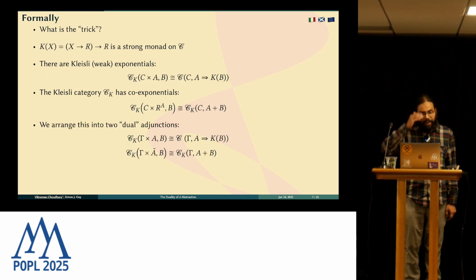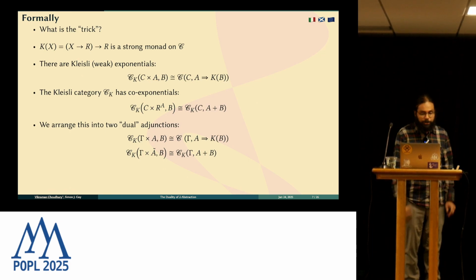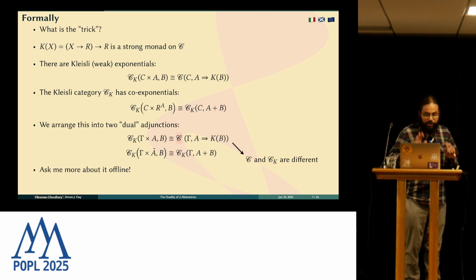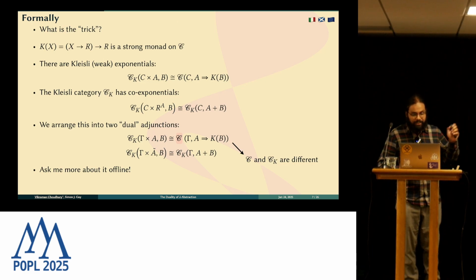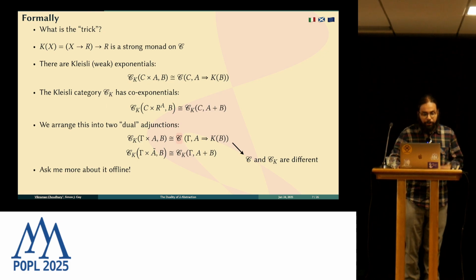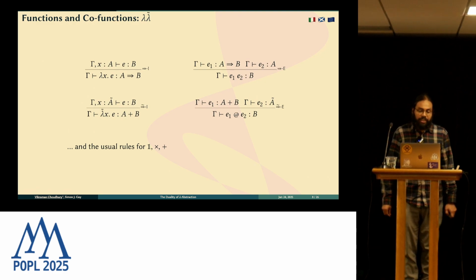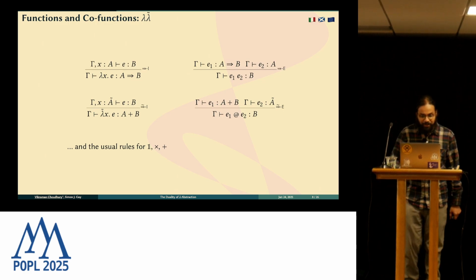And the whole premise of the paper is to take these two adjunctions and understand the duality of lambda abstraction. I will not explain what the trick is here, but we can talk more about it offline. I can tell you lots of interesting facts about negations and adjunctions. Okay, so I'll introduce this calculus, which I called the lambda bar calculus. So it has lambdas and co-lambdas.